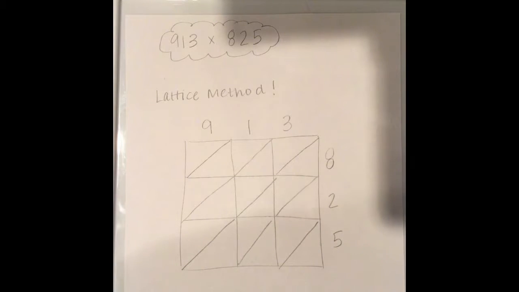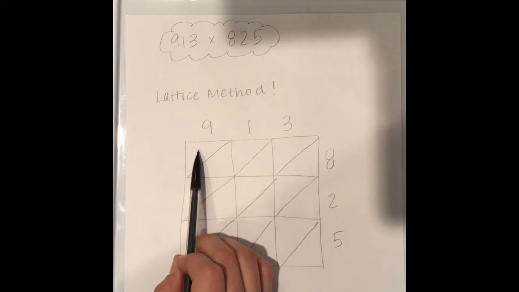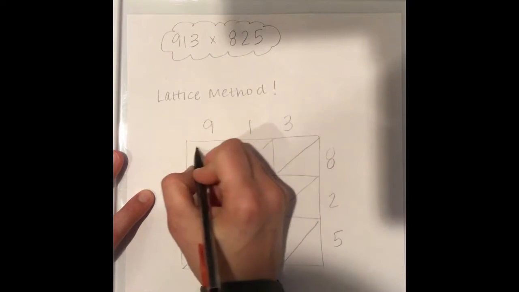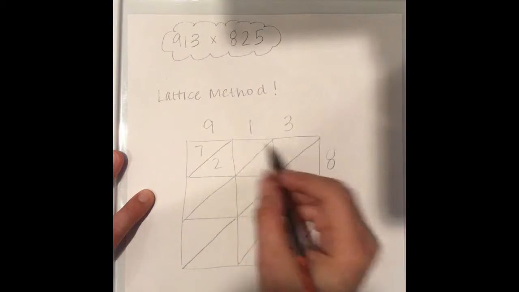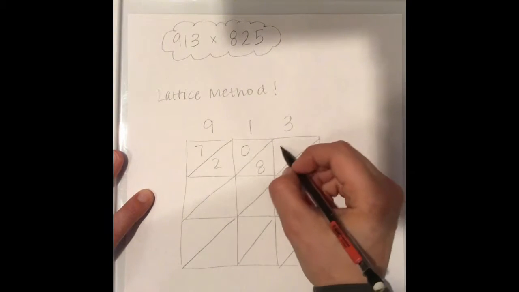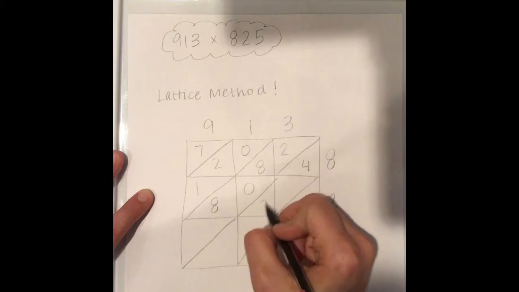So the way the lattice method works is the first thing you have to do is multiply each column by each row and put the first digit above the diagonal, the second digit below the diagonal. So for example, 9 times 8 is 72. 1 times 8 is 8, so you put 0, 8. 3 times 8 is 24. And you continue that for the rest of your numbers.